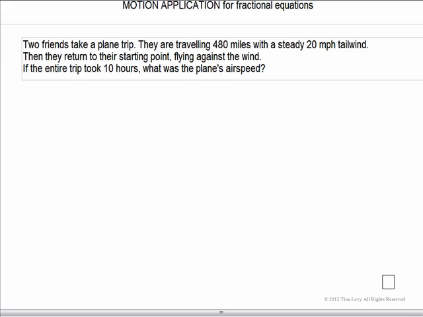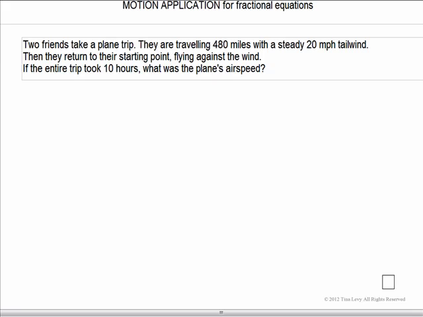We're going to do a motion problem. This is one that involves an airplane where there's air speed without wind, and then there's the wind speed. It's very much like the speed in still water versus the speed of current.